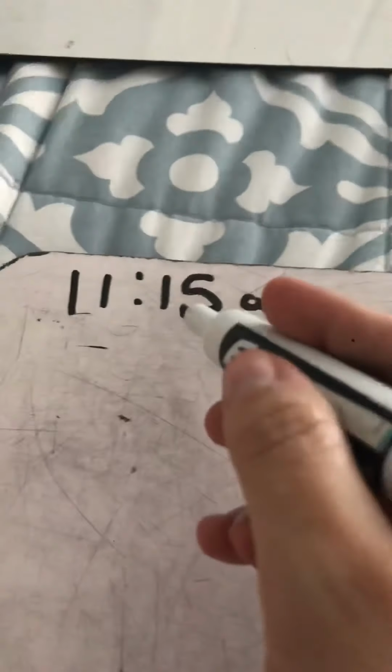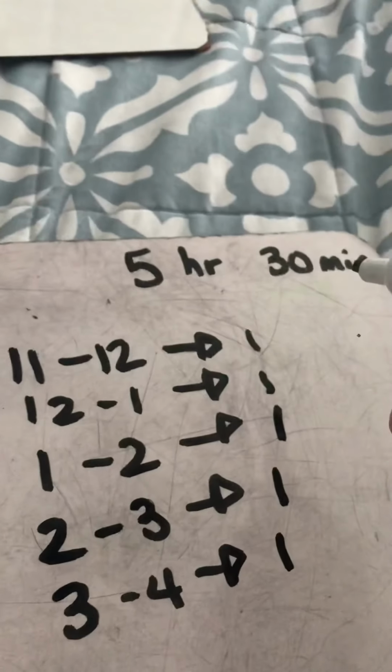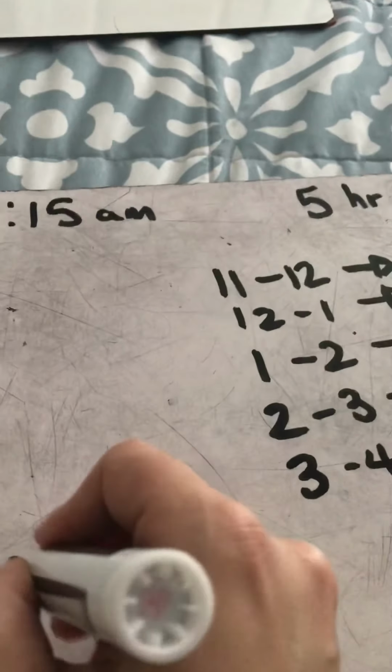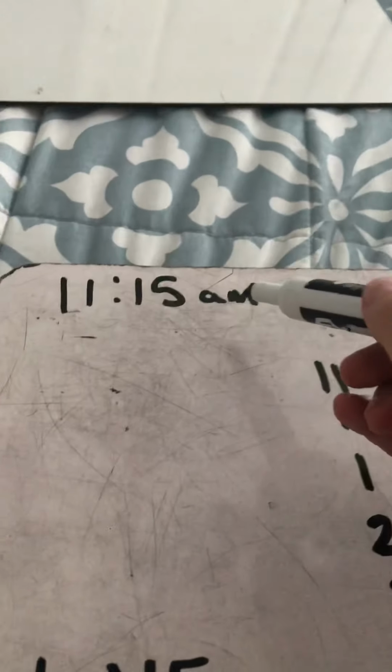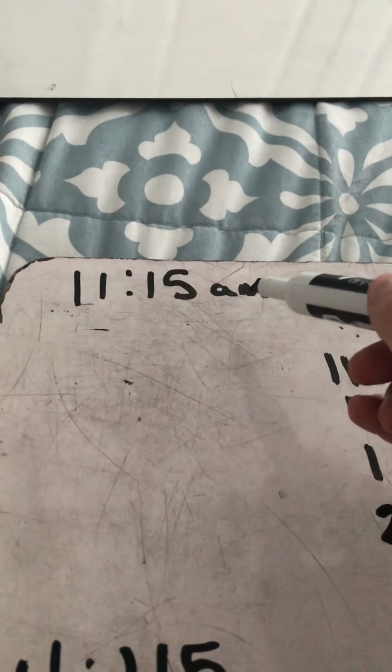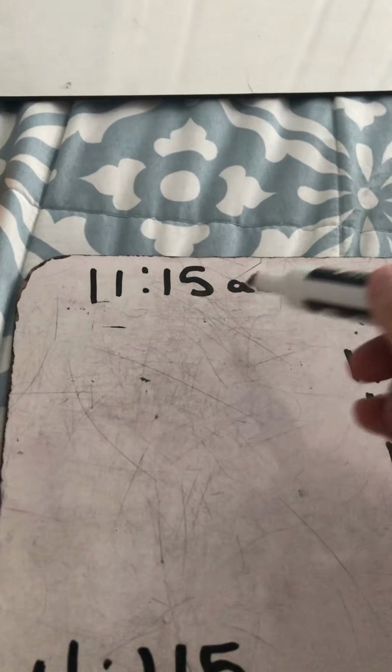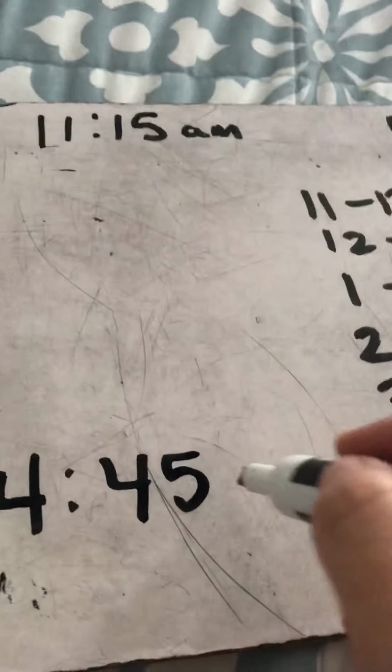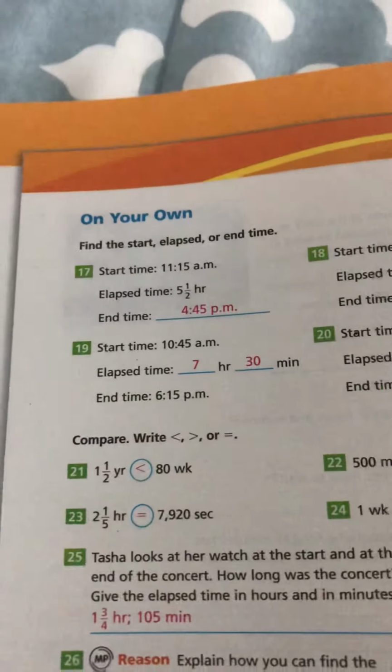And then I started with 15 minutes and I want to add 30 minutes to it. So 15 plus 30 would be 4:45. And AM means morning, right? Right after it's going to be lunchtime, 12 p.m. So before 4:45 p.m. And that's how I would solve number 17.